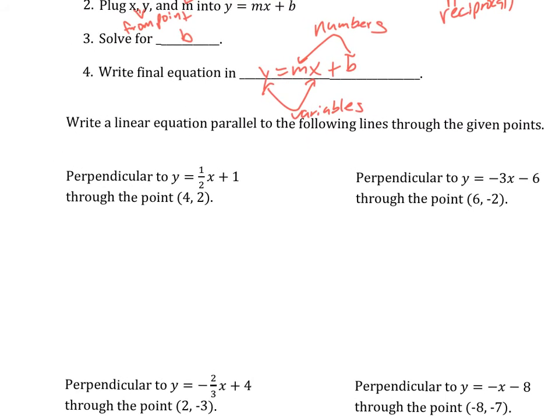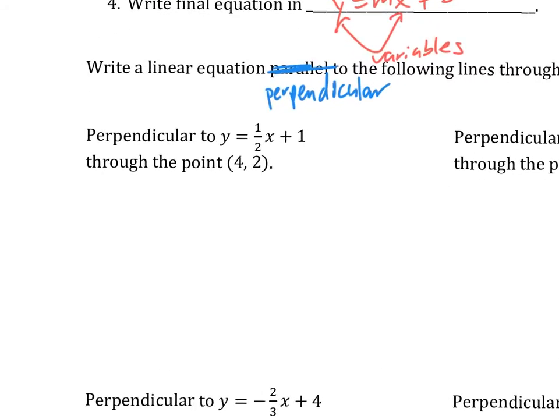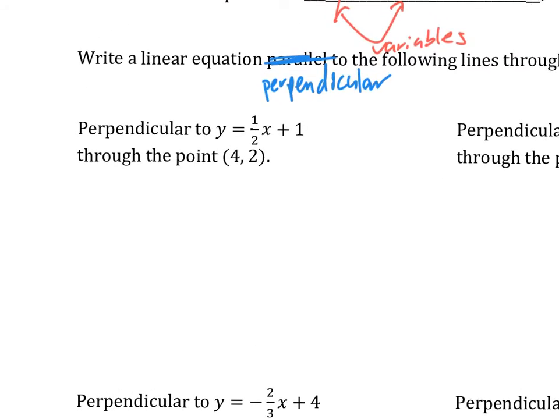Now let's do a little practice. We're going to write an equation, I wrote parallel, but I meant perpendicular, to the following lines through the given points. We want perpendicular to y equals 1/2 x plus 1 through the point (4, 2). First thing we need to do is determine our slope, which is going to be the opposite reciprocal.